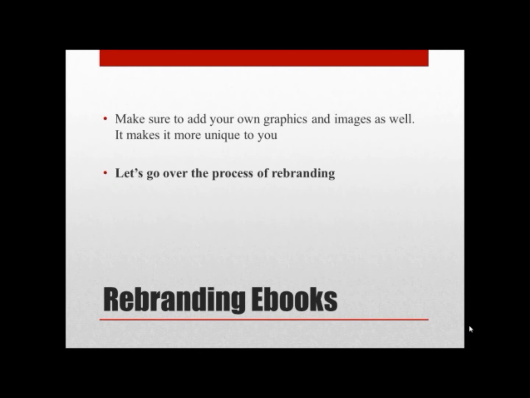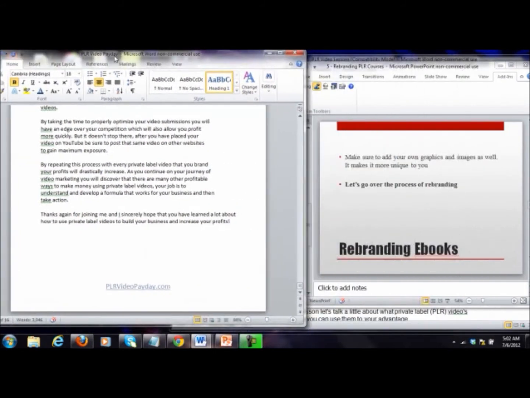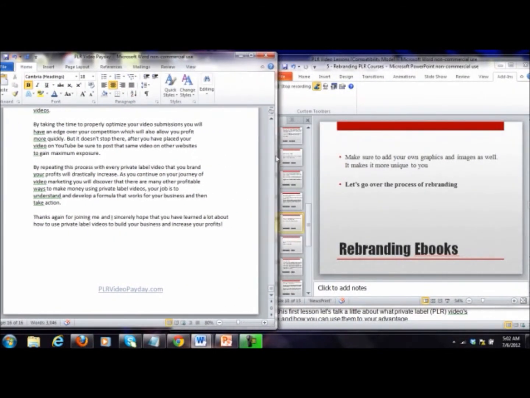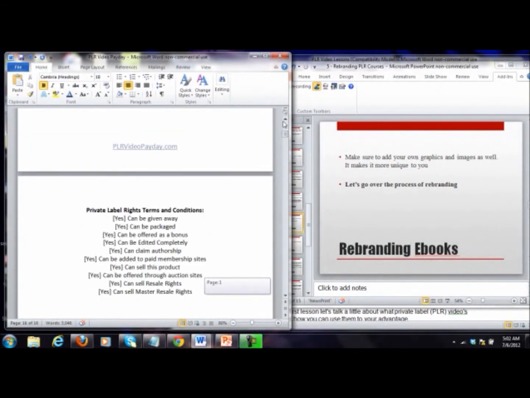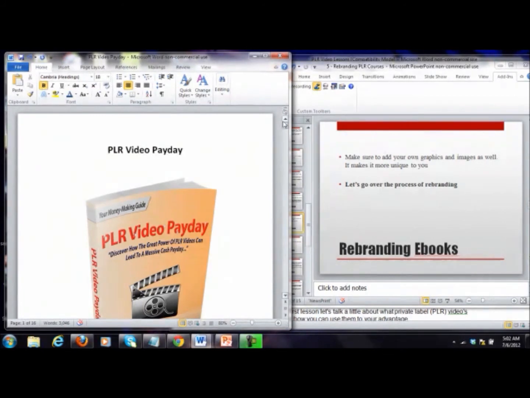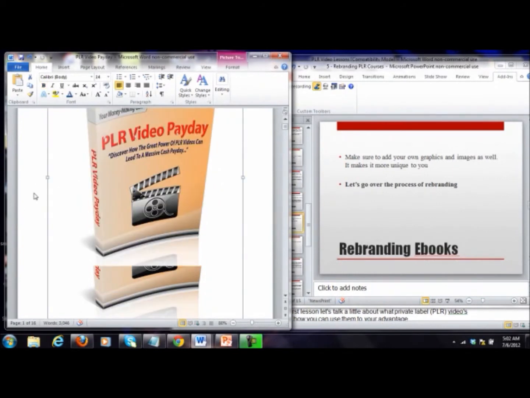So once again, make sure to add your own graphics and your own images. Now let's go over the process of rebranding together. In this case, it's actually pretty simple. If we're using the PLR video Payday, and you pretend that it was one you just received and you want to rebrand it, you'd have to change this title because you want to make it unique to your course. So just make it say Course X, or whatever you want your new PLR course to be. You'd have to get rid of this e-cover and put in your own as well.